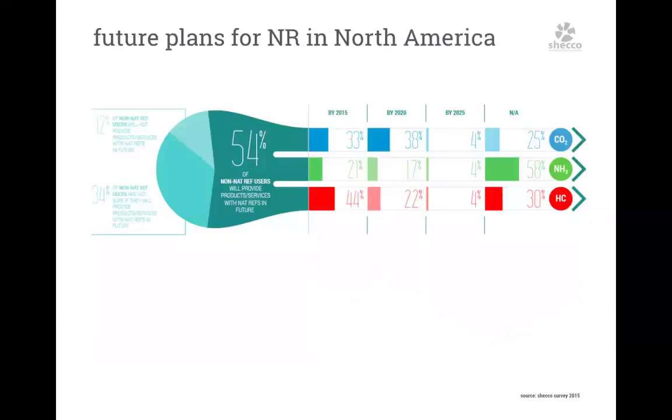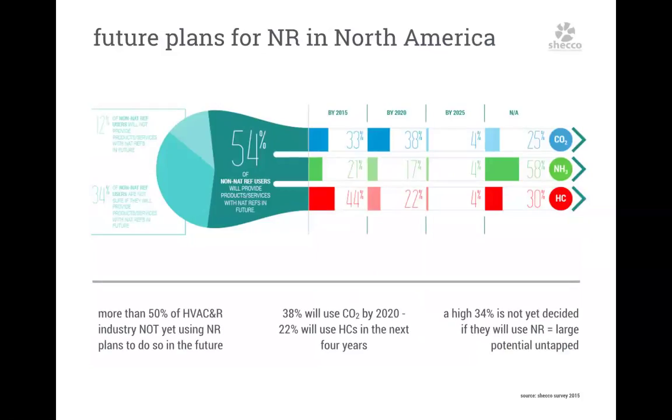Future plans for natural refrigerants: well, we asked those that are currently not using them if they want to do that in the future, and the big blue part of 54% shows you that these are the ones that are not using natural refrigerants, but that plan to use them in the future, so more than half of the respondents. The most promising developments we can expect are for CO2 by 2020, but also hydrocarbons are expected to be taken up in the next 4 years. An interesting result here is also that a third of the respondents were not yet decided if they will use natural refrigerants or if they won't use them. So there's a large potential untapped.